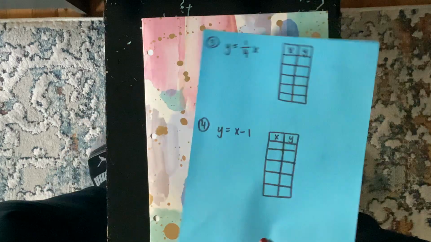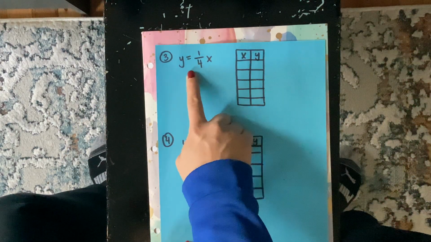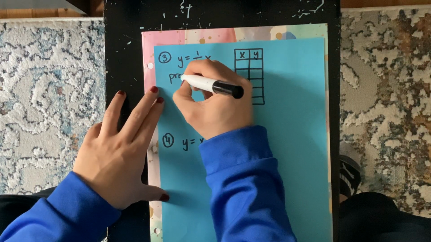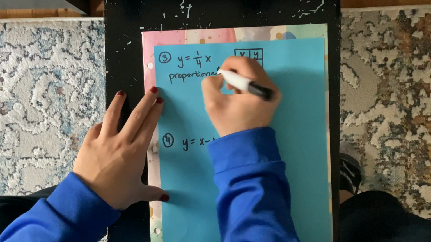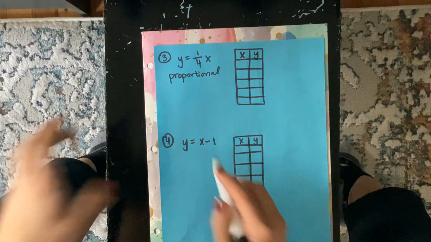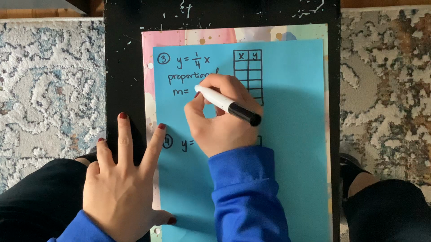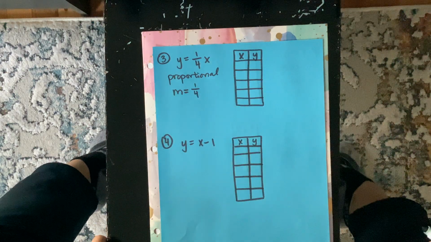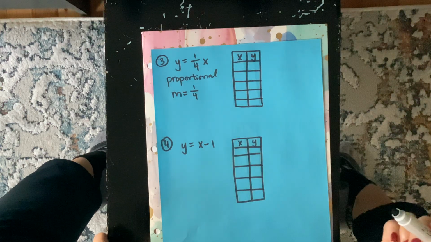Okay, what if you had one of these types of equations? Y equals 1/4 x. This is proportional. I'm going to write proportional. Proportional functions have a slope. Slope is m. You can write m, you can write slope. Slope is 1/4. Was there anything else I was supposed to write in there? Let me see. Nope, I wrote the equation, the type, the slope, okay?